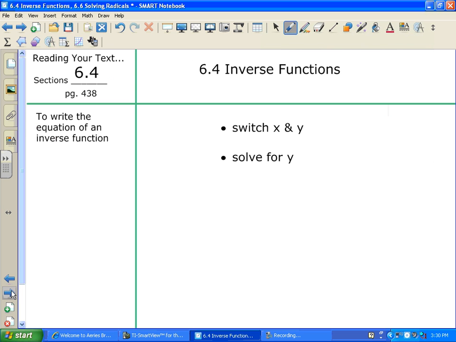Here are the directions on what we're going to do. Two steps. Take your original function, flip-flop x and y, and resolve that equation for y. Really, Mr. Wood? All I have to do is flip-flop x and y and solve for y? It's that easy?